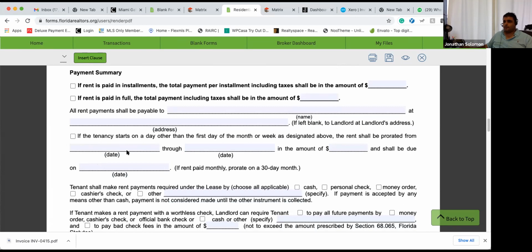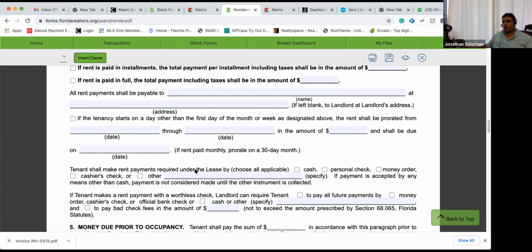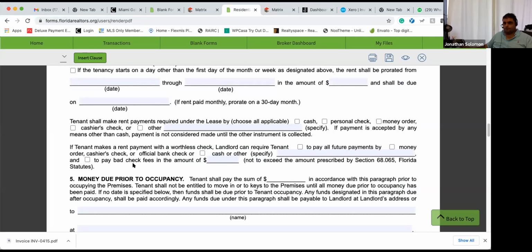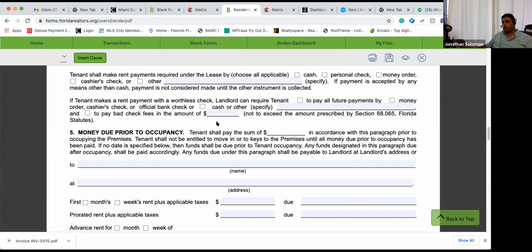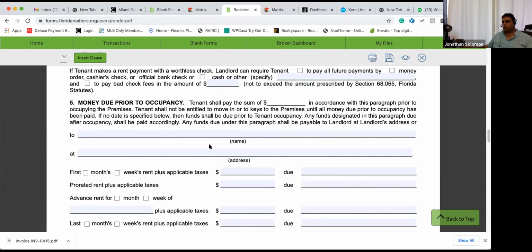If the tenancy starts on a different date and we have to adjust the rent amount, this section is for that. Tenant shall make payment required under the lease by choosing the applicable way, either cash, personal check, money order, and so on. If the landlord receives a check that was not honored, what are the options then? Then of course we have an option of money order and so on, and whether he's going to accept more checks in the future, yes or no.